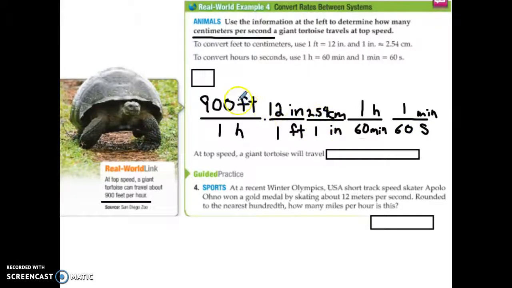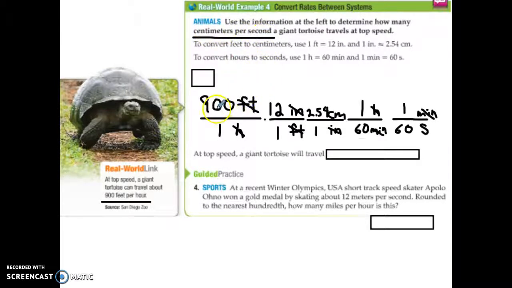So now look at this. Feet are gone, feet are gone. Inches are gone, inches are gone. Hours gone with this hour, and then minutes is gone with this minutes. So that's dimensional analysis. What am I left with on top? Well, the only thing not canceled out is centimeters. So I have centimeters on top. Only thing left on the bottom is seconds. And that's what I want. I want centimeters per second.